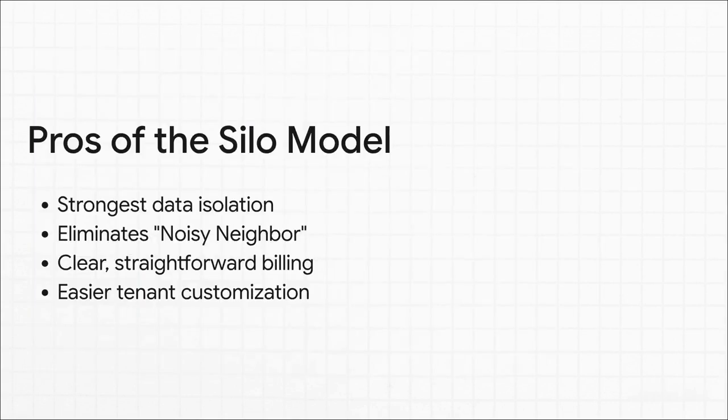Now here's the really cool part. This model directly solves every single problem we just talked about with the pooled model. Data isolation? It's absolute. The noisy neighbor problem? Gone. If one tenant wants to throw a party, it doesn't bother anyone else. Billing becomes a piece of cake because you know exactly what each customer is costing you. And customization? Way, way easier.